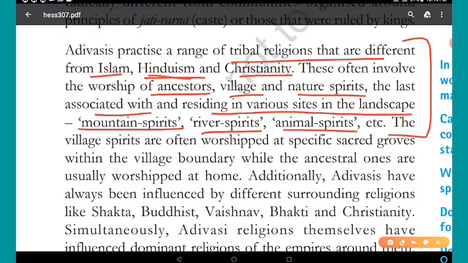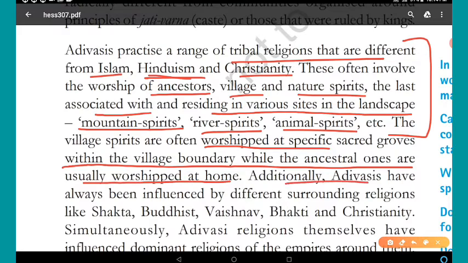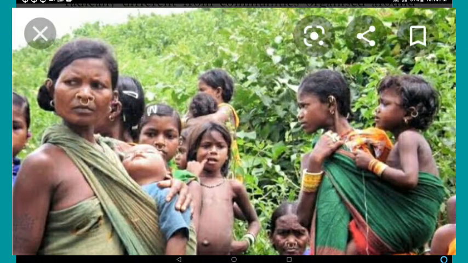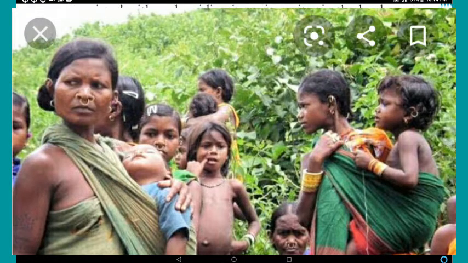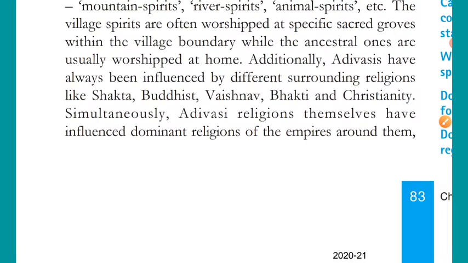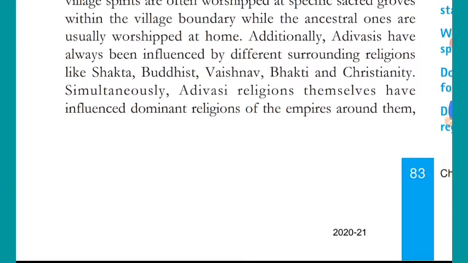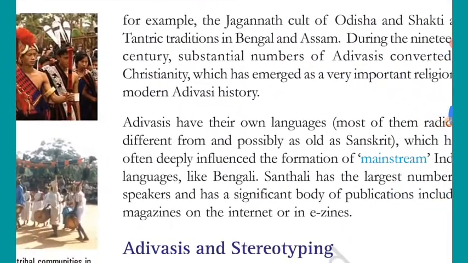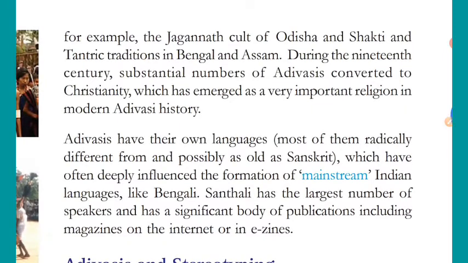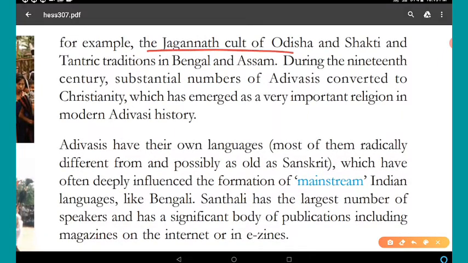The village spirits are often worshipped at specific sacred groves within the village boundary, while the ancestral ones are usually worshipped at home. Additionally, Adivasis have always been influenced by different surrounding religions like Shakta, Buddhist, Vaishnav, Bhakti, and Christianity. Similarly, Adivasi religions themselves have influenced dominant religions of the empires around them. For example, the Jagannath cult of Odisha. Jagannath temple is there in Puri in Odisha. So the Jagannath cult of Odisha and Shakti and Tantric traditions in Bengal and Assam.